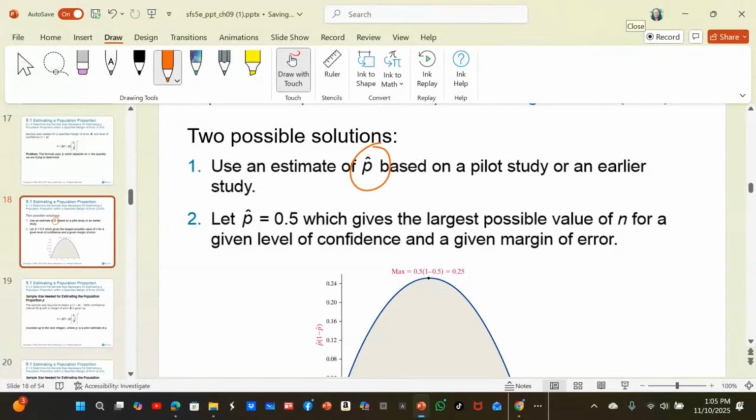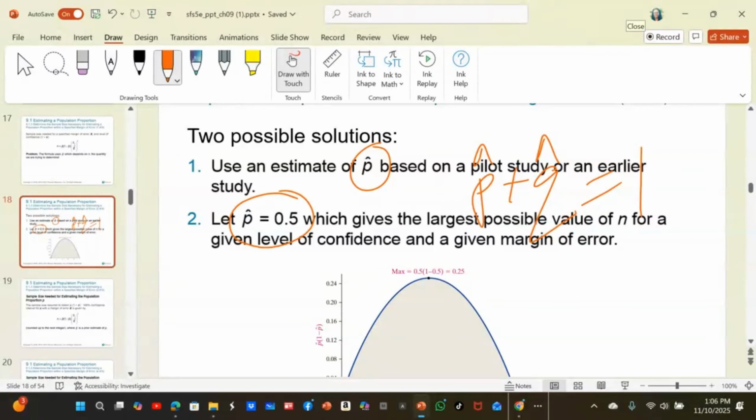And anytime you do not know P hat, which is the point estimate, you must assume that it is 0.5. And if P hat is 0.5, remember that P hat plus Q hat must be equal to 1. In other words, the area under the normal curve is 1. So if P hat is 0.5, then Q hat must be 0.5 also, which gives the largest possible value.